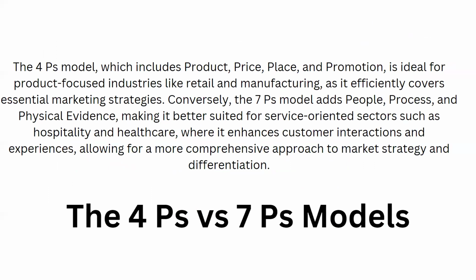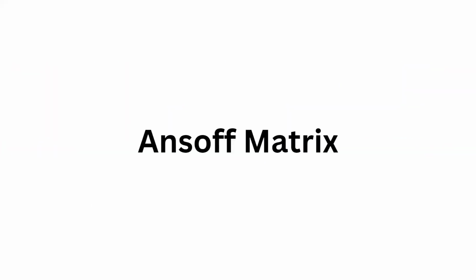The seven P's and four P's are popular marketing models. The four P's are ideal for product-focused industries like retail and manufacturing, whereas the seven P's are more suited to service-oriented sectors such as hospitality, maybe Agoda and so on, or hospital information systems. Depending on the nature of your product, you can consider choosing one marketing strategy.